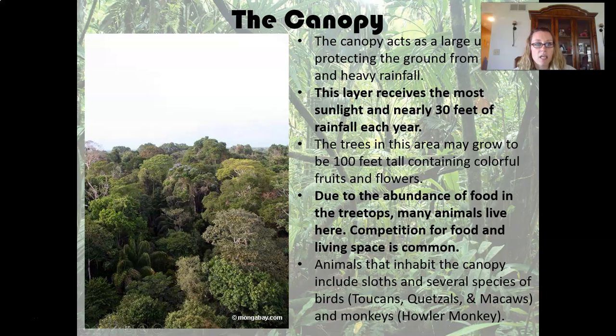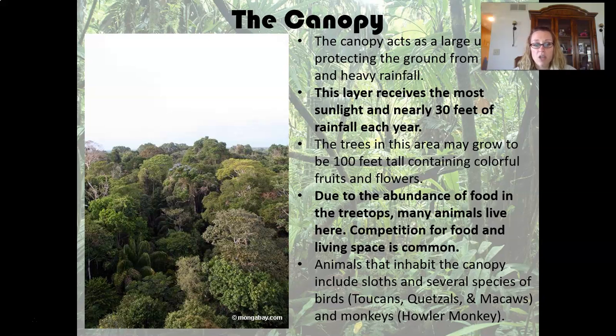The next layer is the canopy. And as I mentioned before, the canopy is like a very large umbrella protecting the ground below it from sunlight and heavy rainfall. The canopy is basically the treetops. So this layer receives the most sunlight and the most rainfall, nearly 30 feet of rain each year. The trees in this area can grow to be 100 feet tall, and they contain colorful fruits and flowers.